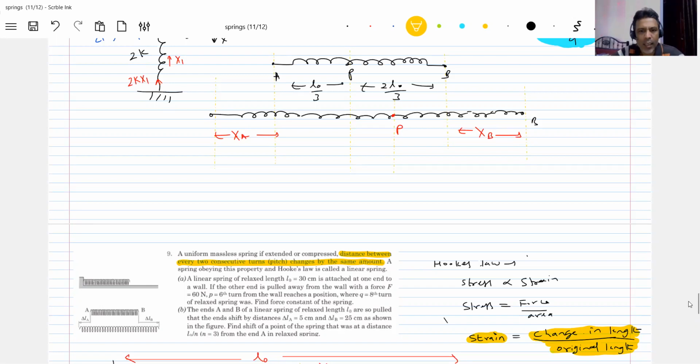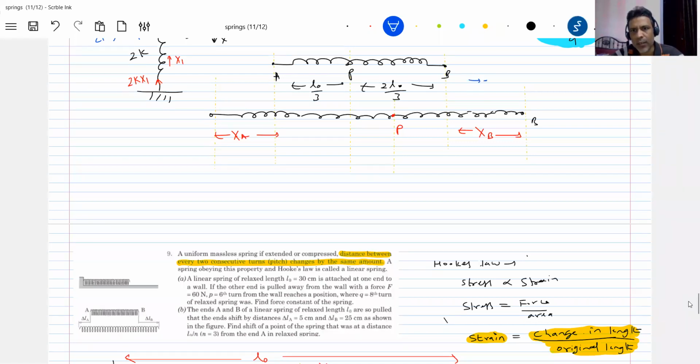So again, I'm asking you to go back: the distance between every two consecutive turns changes by the same amount. I wrote one formula: strain in one part of the spring should be equal to strain in the other part of the spring. So we'll do one thing. Here the displacement of B is towards right, no? Anything directed towards right, I'll take as positive.